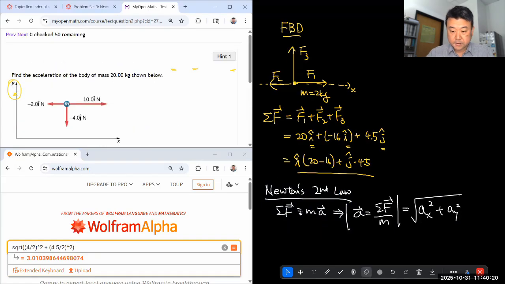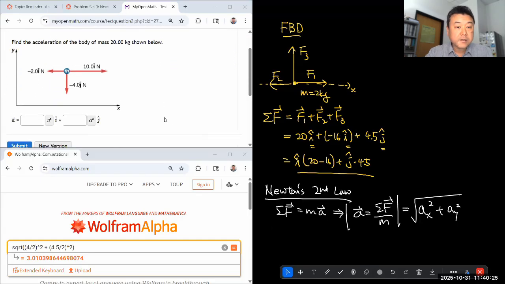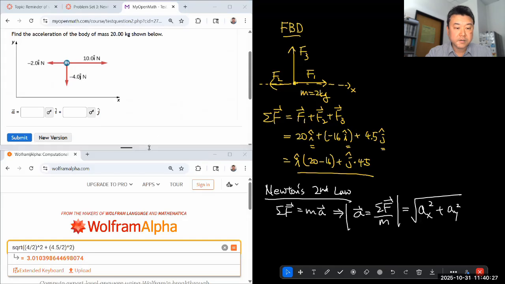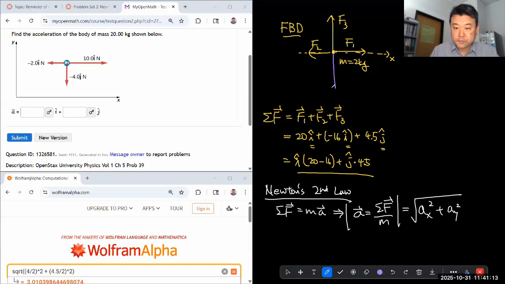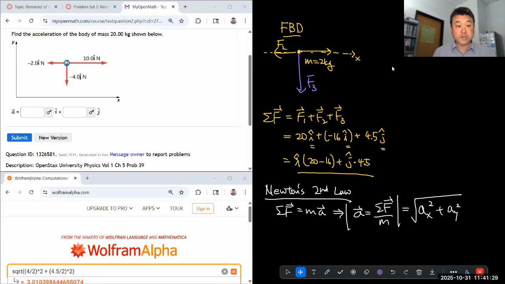All right, so this is the next question. Number 39. It says, find the acceleration of the body of mass 20 kilograms shown below. Can I reuse this? Let me move the figure and just redraw this as F3 pointed downward. And with a few changes of numbers, we can basically use the exact same thing.